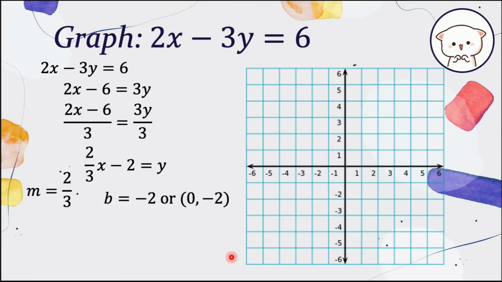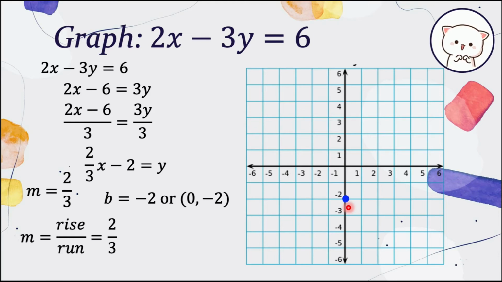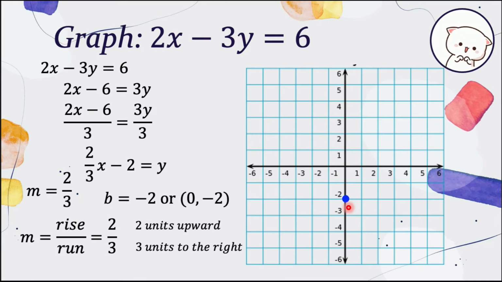So we have to plot first (0, -2). So the location is on the negative y-axis. So from 0, you have 2 units downward because it's negative 2. So 1, 2. So make a small dot there. And then use the slope, which is 2/3. So again, the 2 means 2 units upward, and then 3 means 3 units to the right. So from this point on your y-intercept, 2 units upward, 1, 2, and then 3 units to the right. So 1, 2, 3, and then just make a small dot. And then, of course, connect these two dots using a straight line.